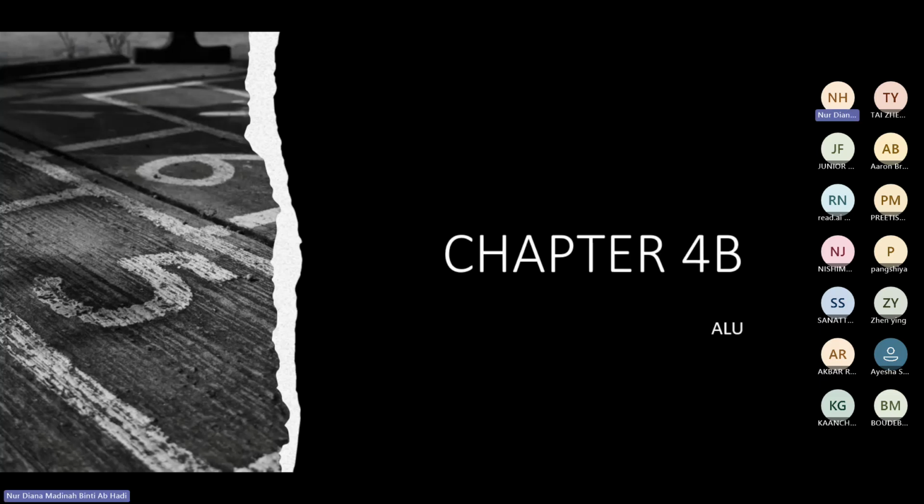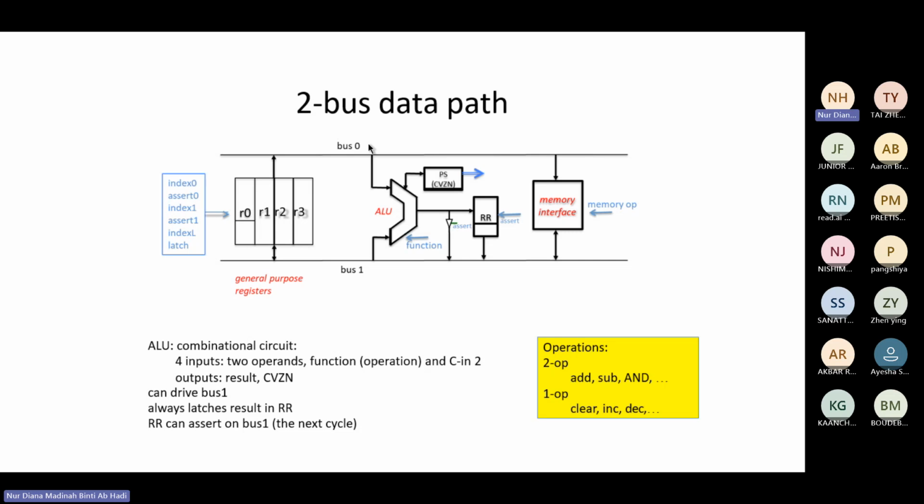Okay, so let's proceed with chapter 4, ALU. This is the example. ALU actually is a combinational circuit where you have four inputs, which can be divided into a few components: two operands, one function for operation, and one carry-in. You're going to have a carry-out, a result, and C, V and Z.